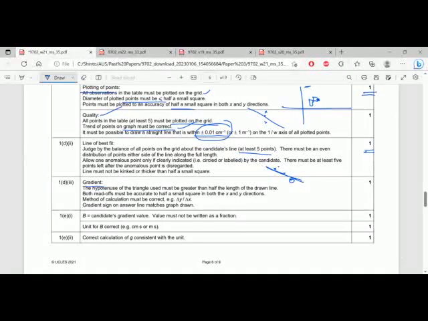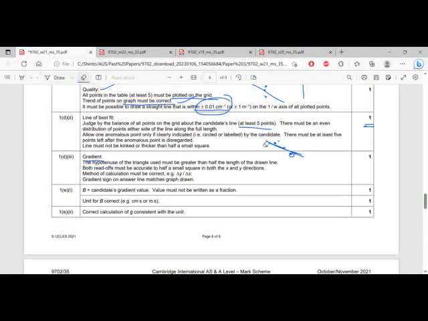Now regarding gradient, many of you lost marks in the gradient question. The reason being, in the marking scheme they specifically say the hypotenuse of the triangle used must be greater than half the length of the drawn line. You have to show this right angle triangle in your graph, and it should be kept in such a way that it is more than half of the hypotenuse. Now delta y by delta x, you know this, and both read offs must be accurate to half a square. We have already discussed that.